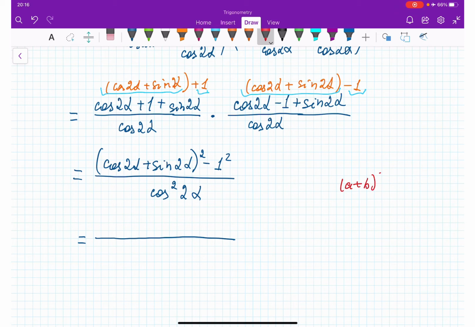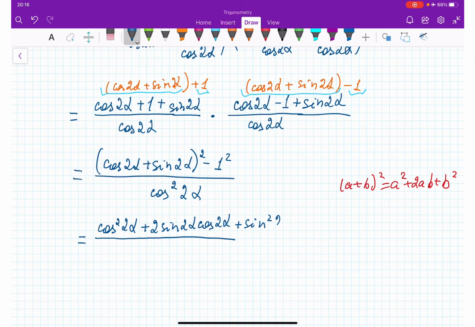Okay, (a plus b) squared is equal to a squared plus 2ab plus b squared, right? Okay, let's do it. So if we square it, we are getting cosine squared alpha plus twice sine alpha cosine alpha, and plus sine squared alpha and minus 1, because 1 squared is 1 over cosine squared alpha.